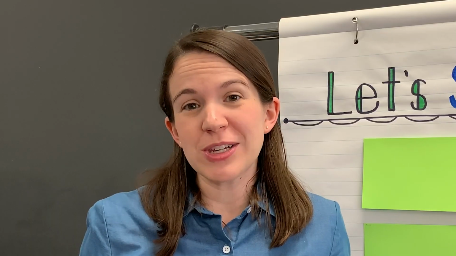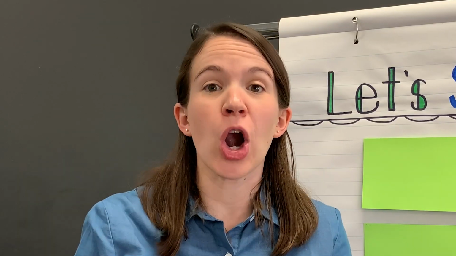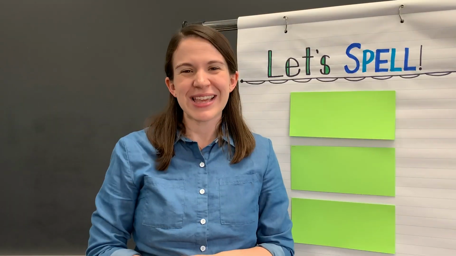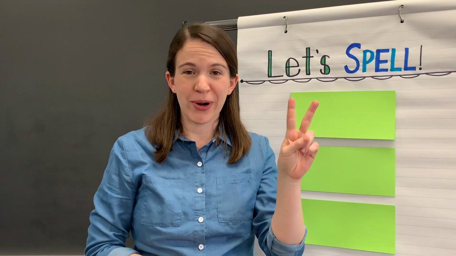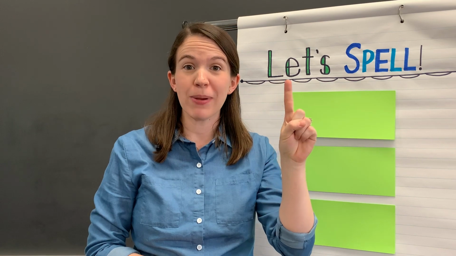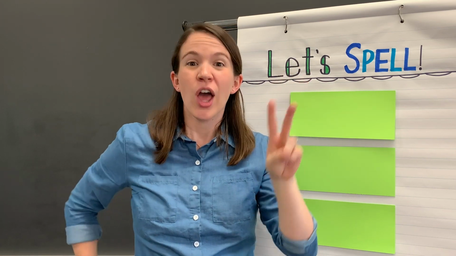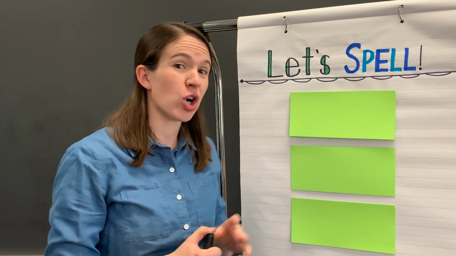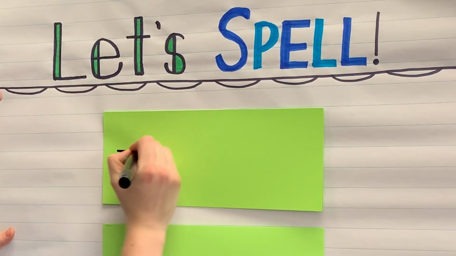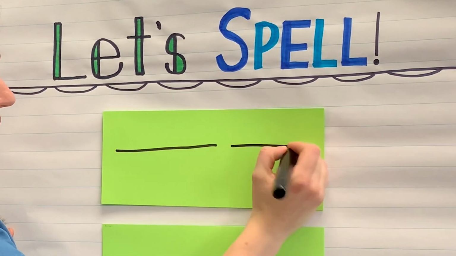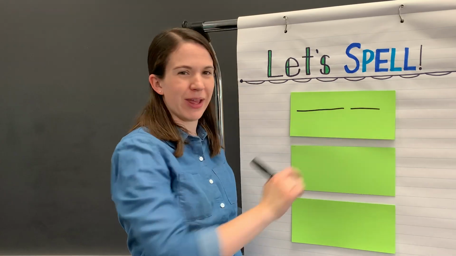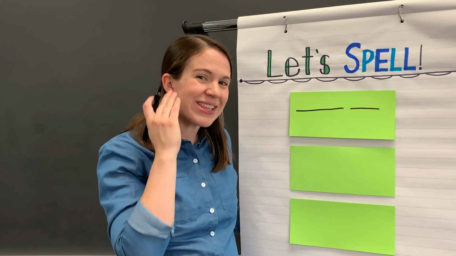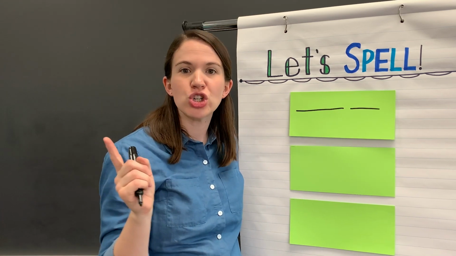The first word that we're going to practice with is the word sharpen. Say that word with me. Sharpen. When I say that word, I hear two parts, the base word sharp and the suffix en. On your paper, draw two lines with me. We're going to draw one line for each part. Sharp, en, sharpen.